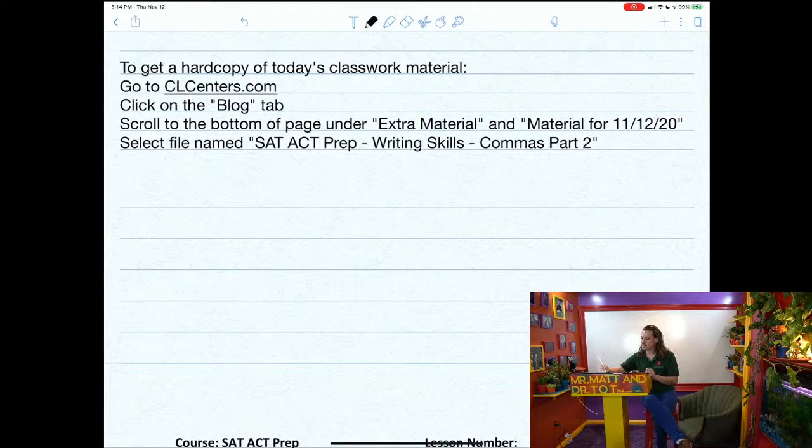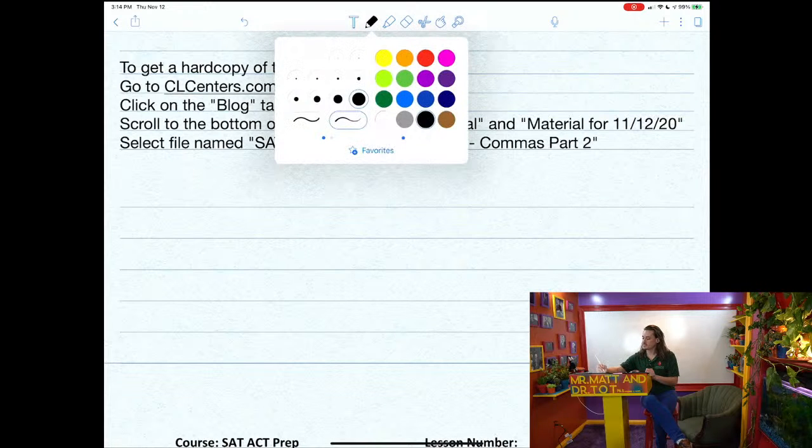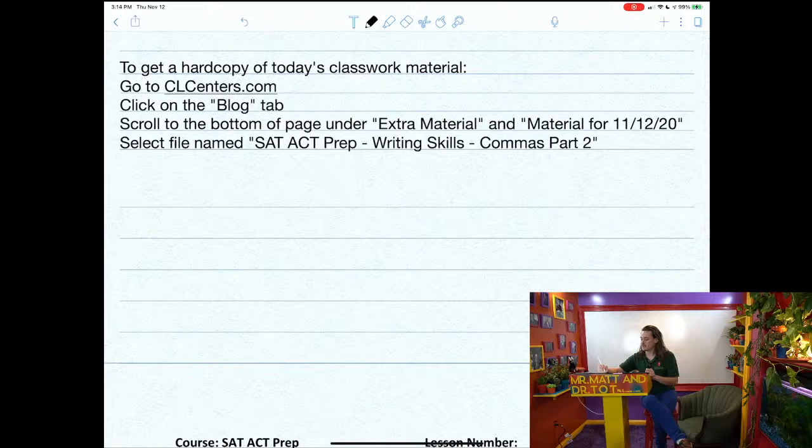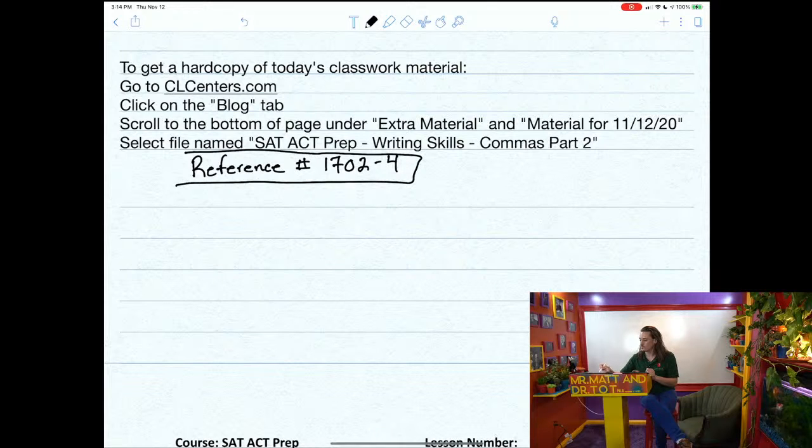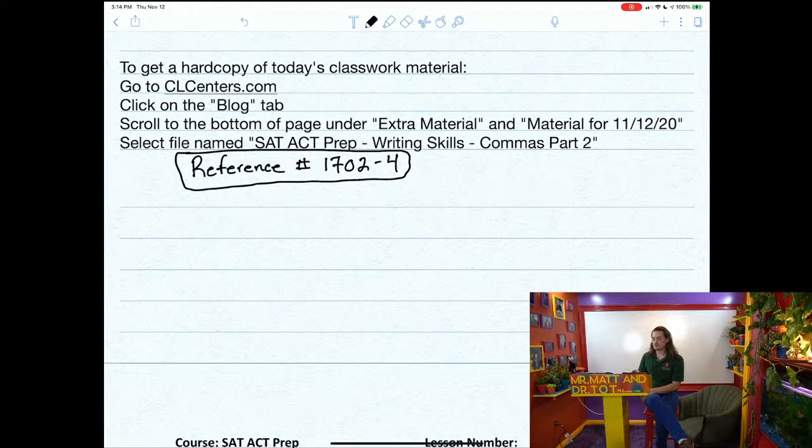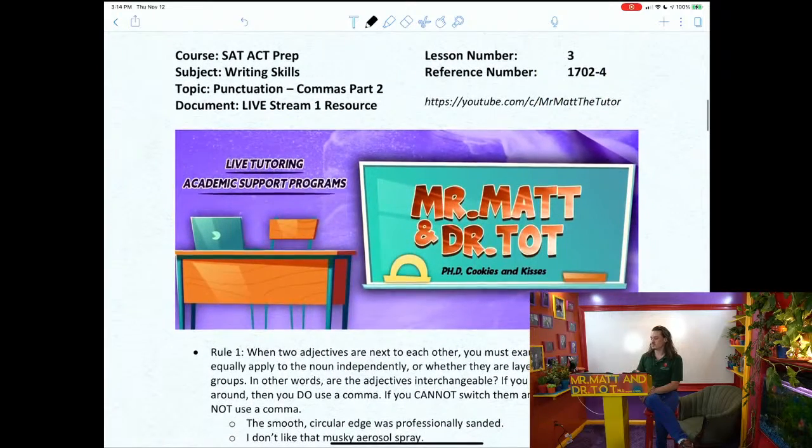And each document is going to have a unique reference number. There's going to be a lot of documents that will be coming out, but you can always be sure that you have the right document by looking at the reference number. And the reference number for today is 1702-4. So as long as your PDF, your document has that number in the upper right-hand corner, then you are all good. If you have any trouble with that, just let me know. This is what it should look like, or the start of it.